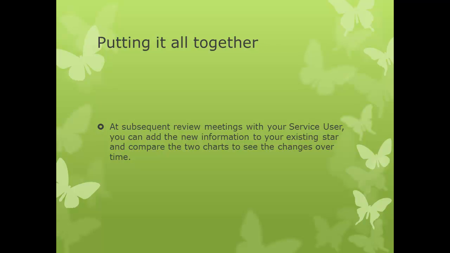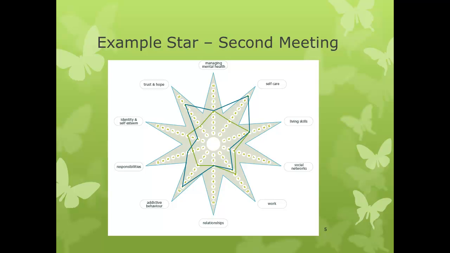At subsequent review meetings with your service user, you can add the new information to your existing star and compare the two charts to see the changes over time. So you can see visually, and the service user gets an excellent representation of where they were at the beginning. Say the green pattern there was at the start 6 months previously, and then after a period of treatment, they can see where they've developed.